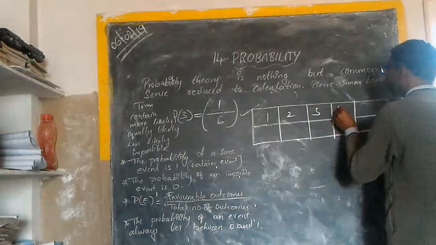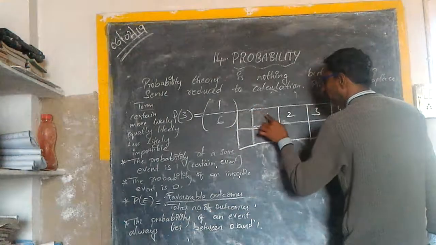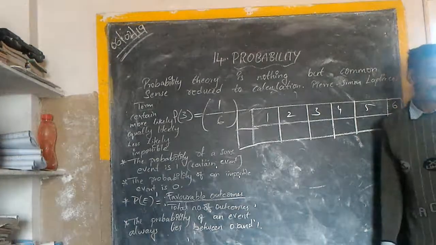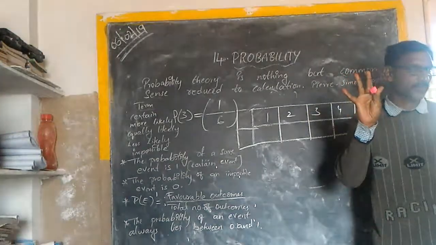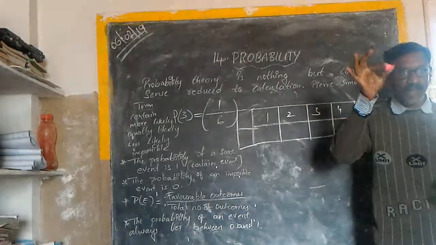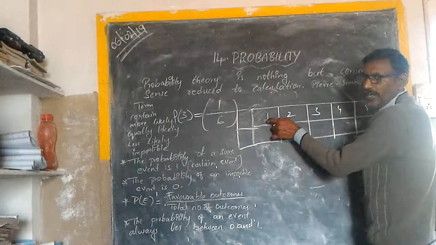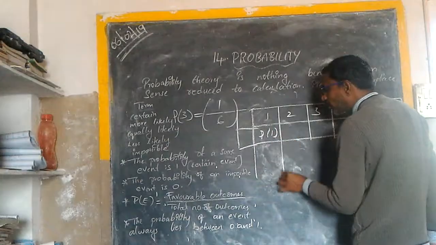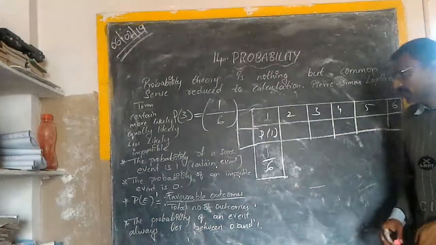One, two, three, four, five. Here I would like to write 6. 1, 2, 3, 4, 5, 6. These are the numbers on the die. I already told you every number on my die has an equally likely chance. The probability of 1, we write P of 1, we consider as 1 by 6. 1 by 6 is the probability of 1.